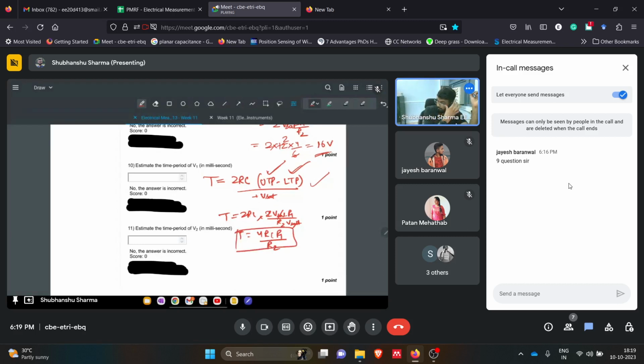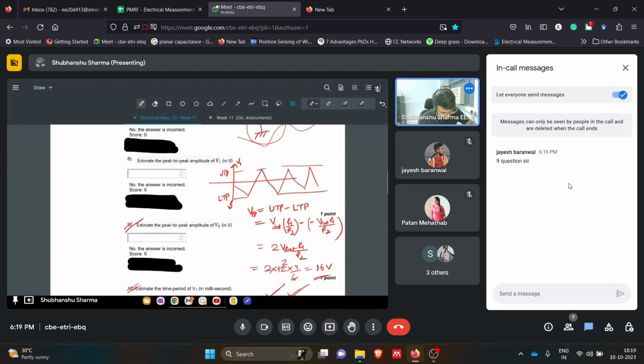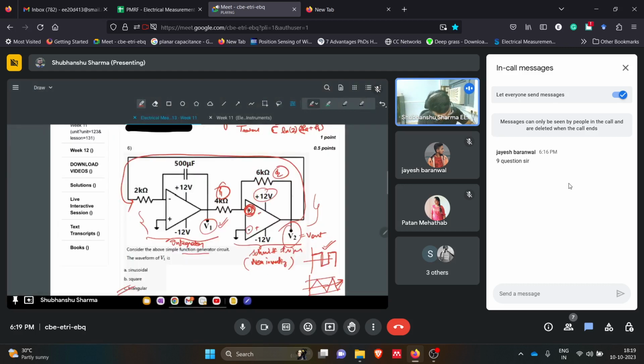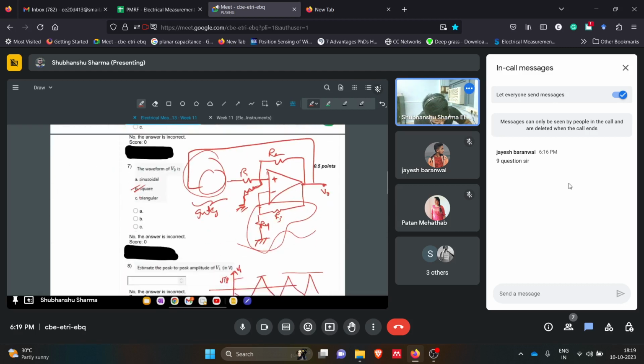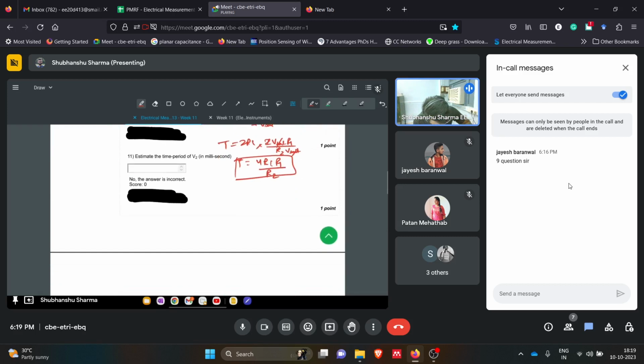So this is the case. Okay, so we have estimated the time period. Now estimate the time period of V2. This V2 is driving this circuit, and this is again driving back this circuit, so they both have the same time period. We don't have to do anything special for it. So V1 and V2 have the same time period, T V1 equals T V2. Okay.